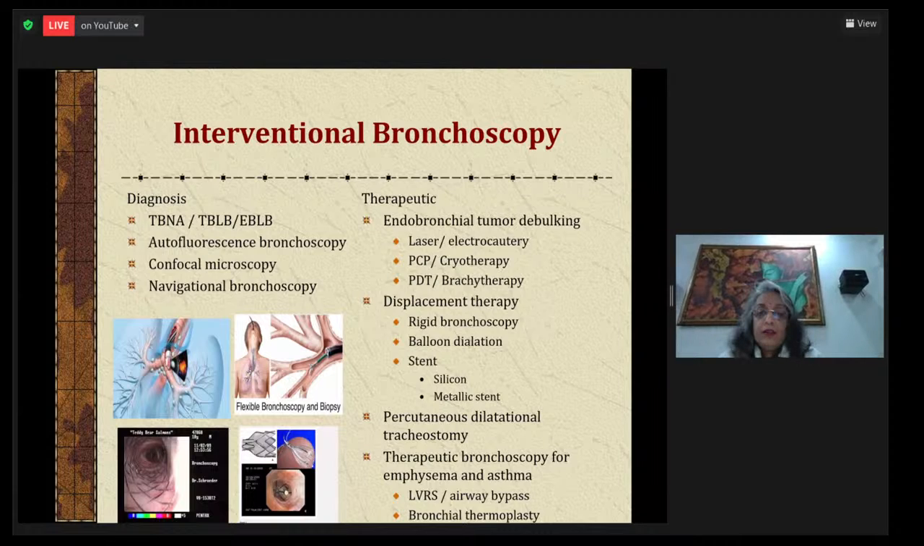A rigid bronchoscopy could be used for removing a foreign body, and in cases of tracheal stenosis, a balloon dilatation using a balloon dilatation device, or even a stent placement, which could be either a silicone or metallic stent, or dilatation of the tracheostomy. There are also newer procedures like therapeutic bronchoscopy for emphysema and asthma, using lung volume reduction or a special one-way valve, or bronchial thermoplasty for severe asthma cases not responding to the normal pharmacological treatment.